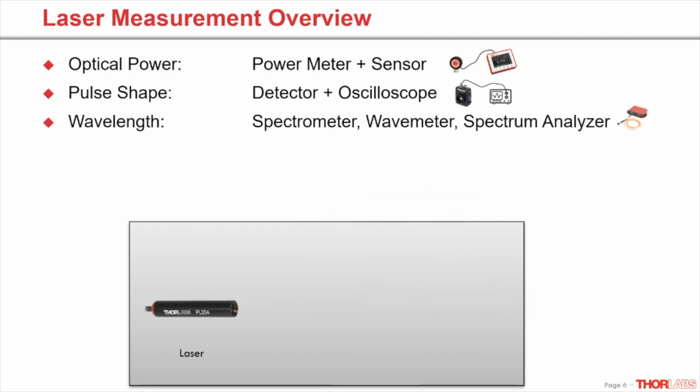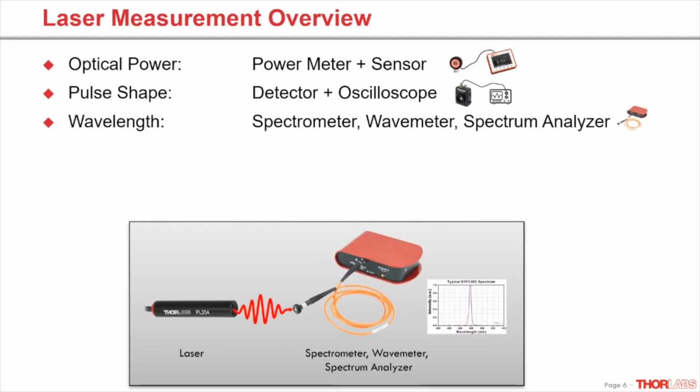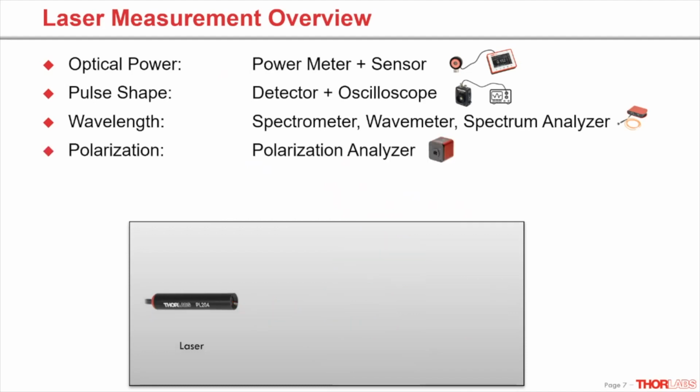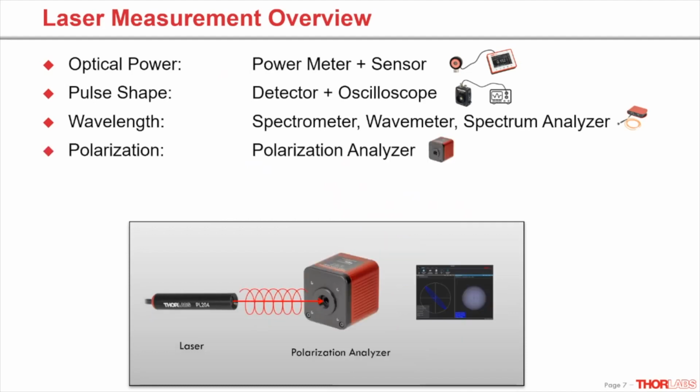The wavelengths of the emitted light can be measured with spectrometers, wave meters, or spectrum analyzers. For many applications, it is important to know the polarization state of light. Thorlabs offers various instruments for polarization measurements and components to control or manipulate the polarization. The last issue of this webinar series will be spot on this in late November.